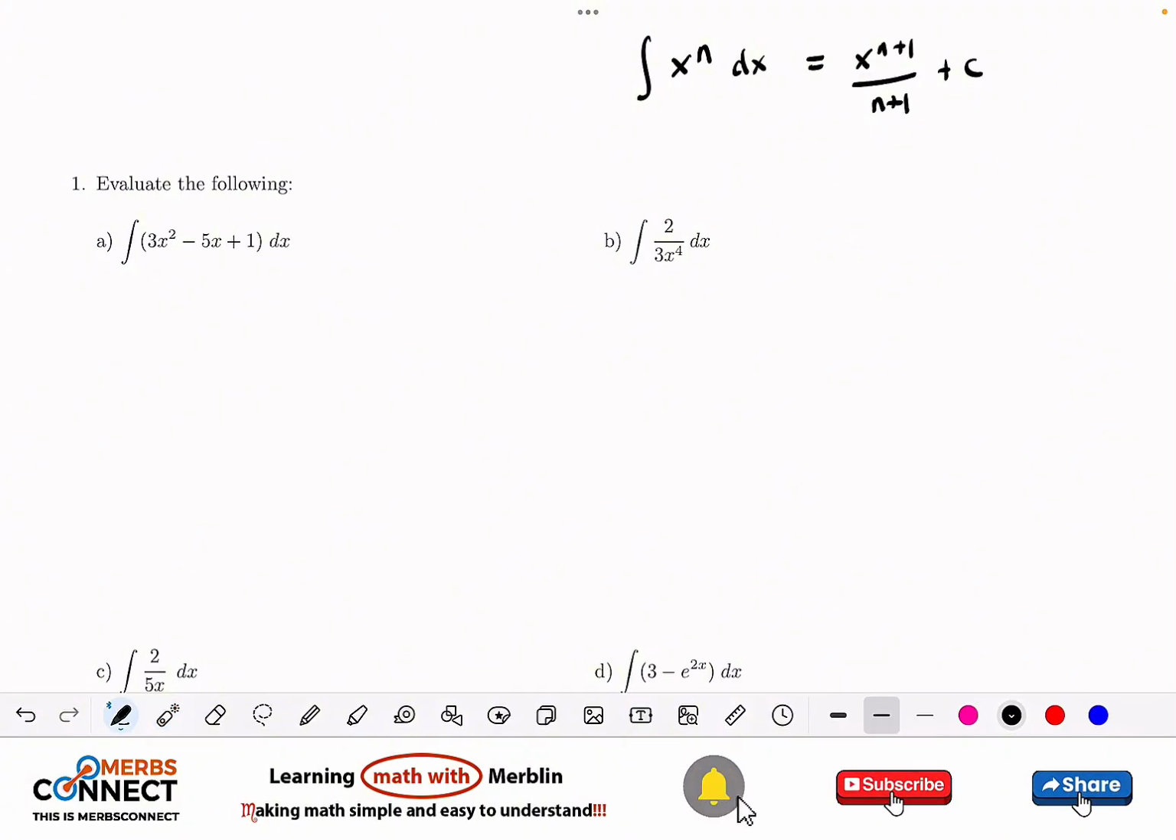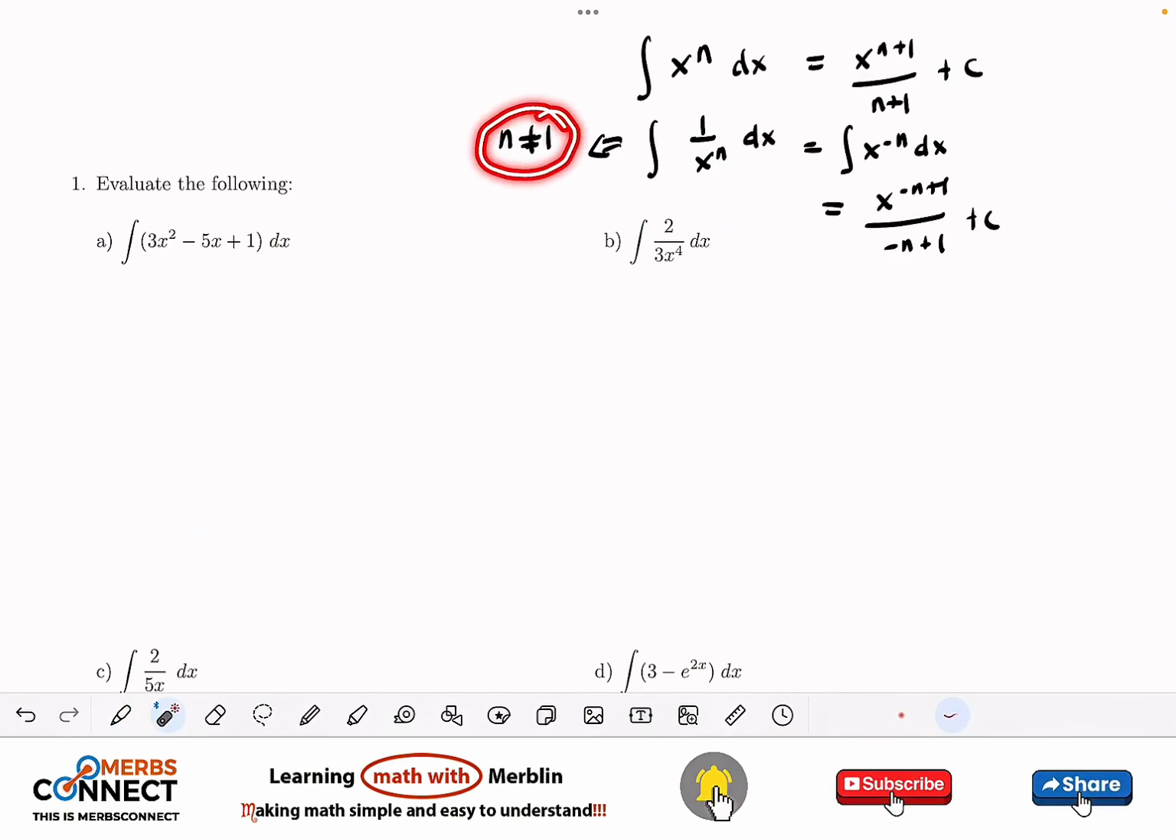Another thing that we need to know is if I'm integrating a function of the form 1 over x to the power n, and n can be a fraction, where n is not equal to 1. This can be written as x to the power minus n dx, and then I apply the same power rule, and I'm going to have x to the power minus n plus 1 divided by minus n plus 1, plus c.